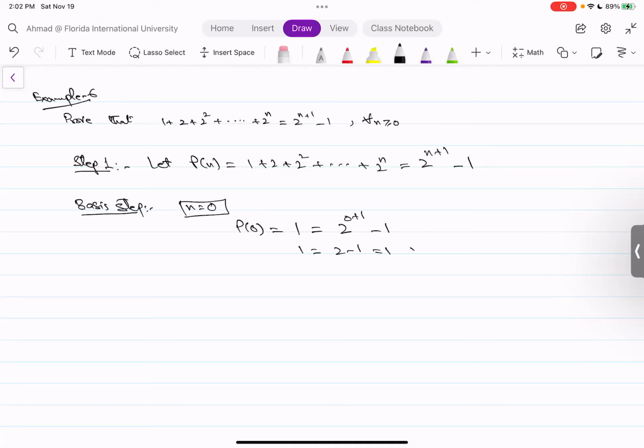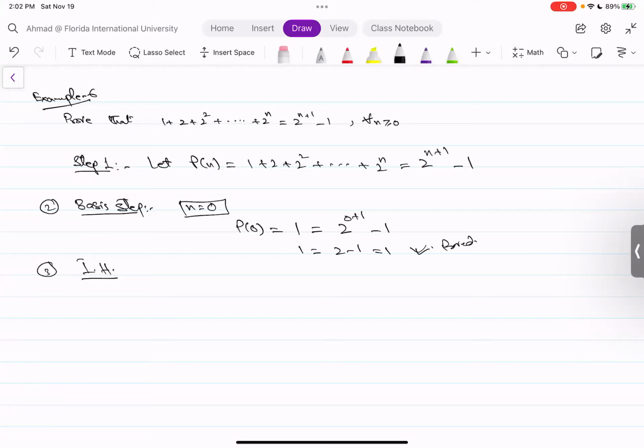So we have shown that this is correct, right? So this is correct. My basis step is correct. Okay, if my basis step is correct, then what I have to do is set up my third step, right? This is step number 2, the third step, which is the induction hypothesis. Setting up the induction hypothesis.